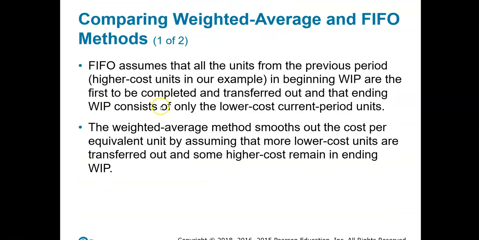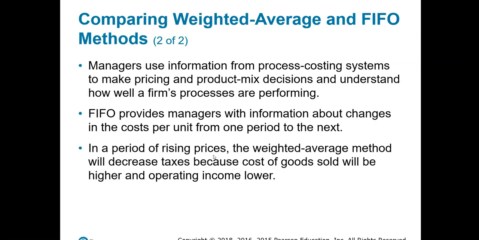And so under first in, first out, we're assuming that all units from the previous period are the first ones to be completed and transferred out. So work in process is only going to consist of only the lower cost current period units. Whereas the weighted average method smooths out those costs per equivalent unit by assuming that more lower cost units are being transferred out and some higher cost units are remaining in ending work in process inventory.